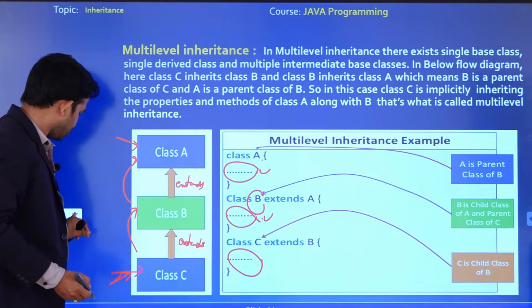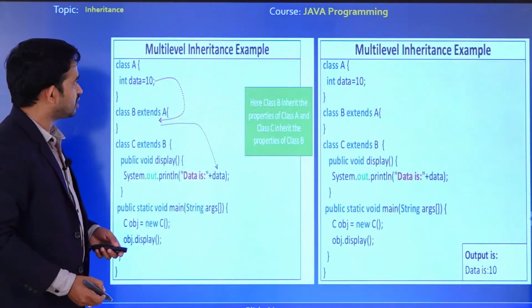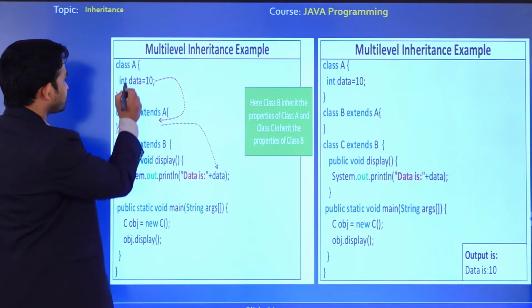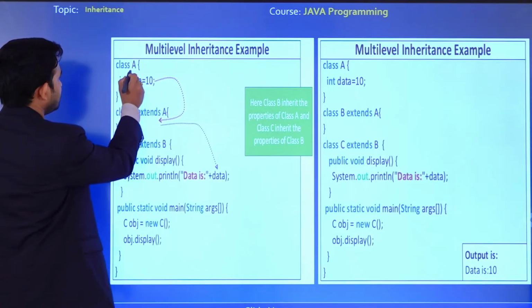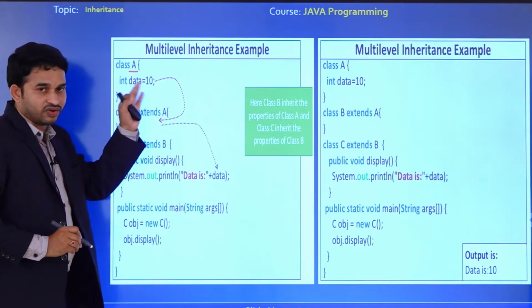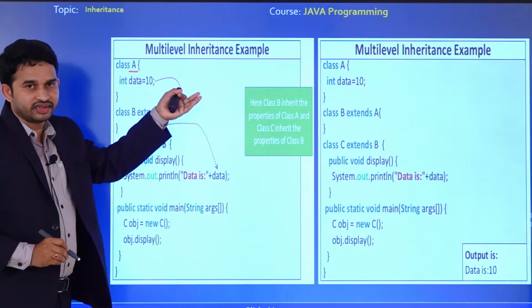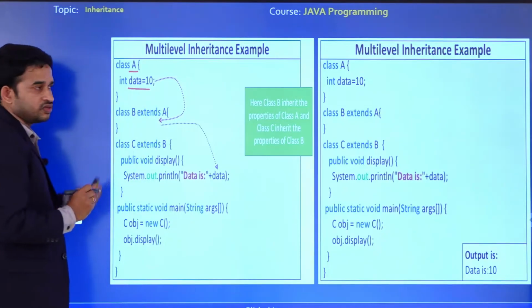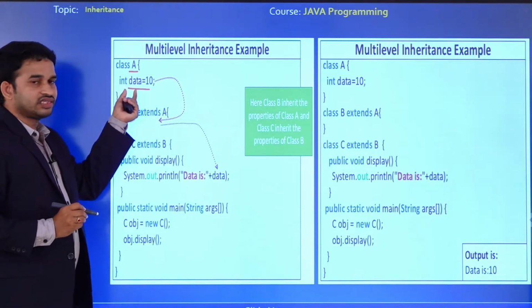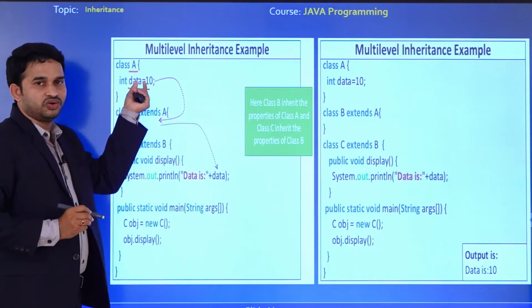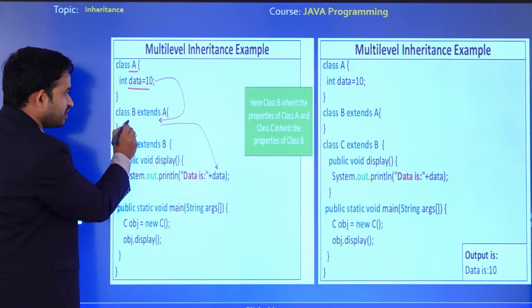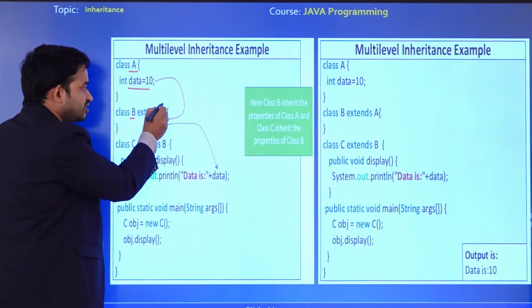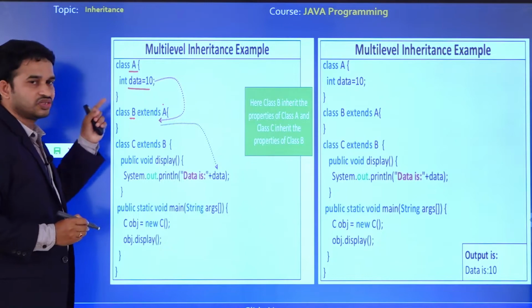Let's see the example program. So here, this is the example program of multi-level inheritance. Here I am declaring one class, that is A. Same thing as discussed in the previous single-level inheritance. In class A, I declared one variable, that is data equal to 10. Next, class B. Class B extends which class? Class A. So now A is the parent class, B is the child class.